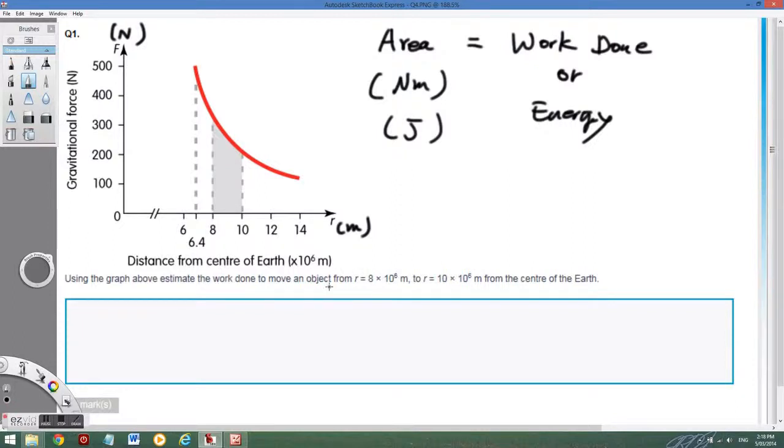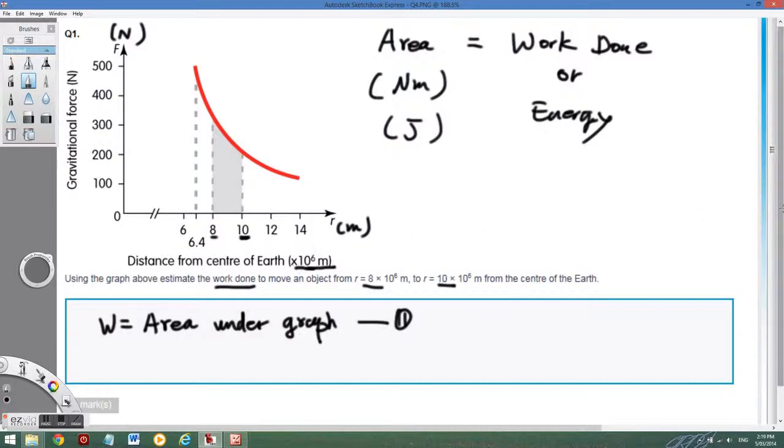Now, the question asks me to find the work done, which is the area under the graph. You get 1 mark for this. From 8 to 10, remember it is million meters, times 10 power of 6 meters.